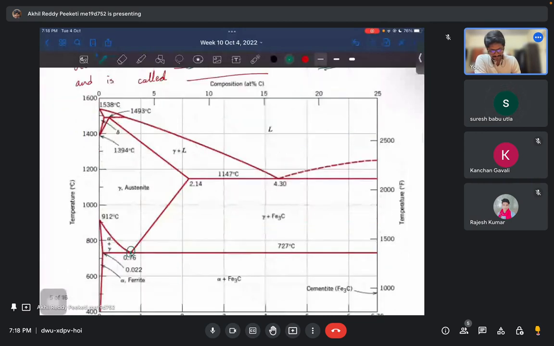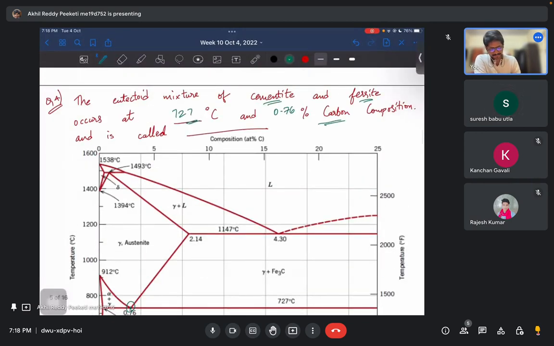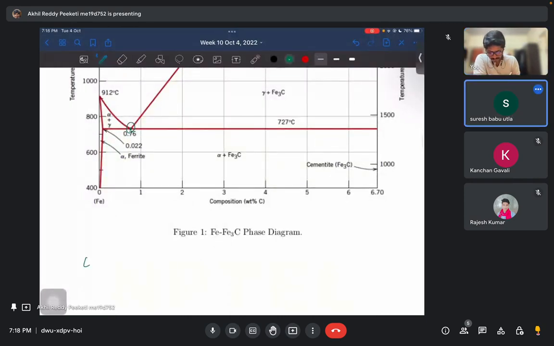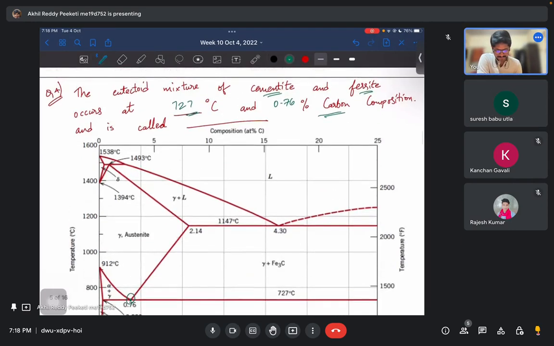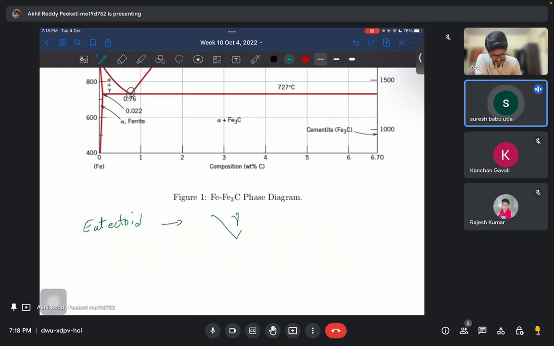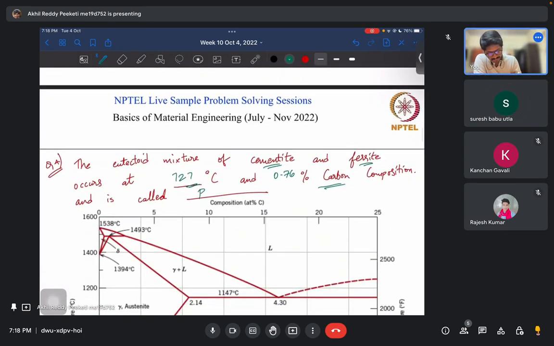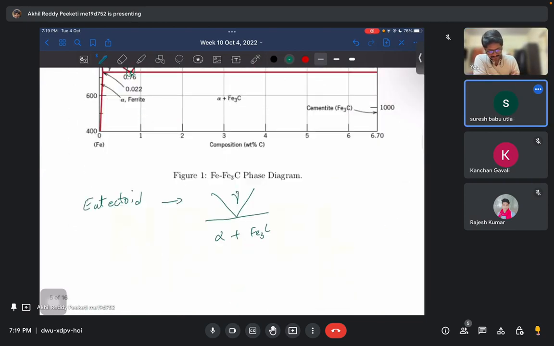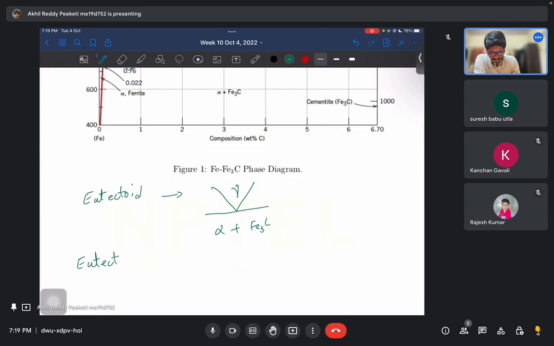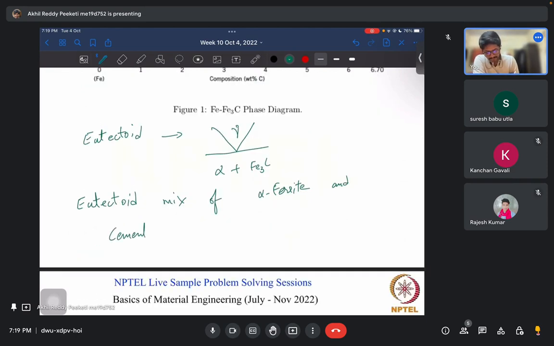Yeah. And what is it called? What is the eutectoid mixture called? Yeah, eutectoid mixture. What is it called? What's the common name? So the eutectoid mixture is called pearlite. Okay. Yeah. So the eutectoid mixture of alpha ferrite and cementite is called pearlite.